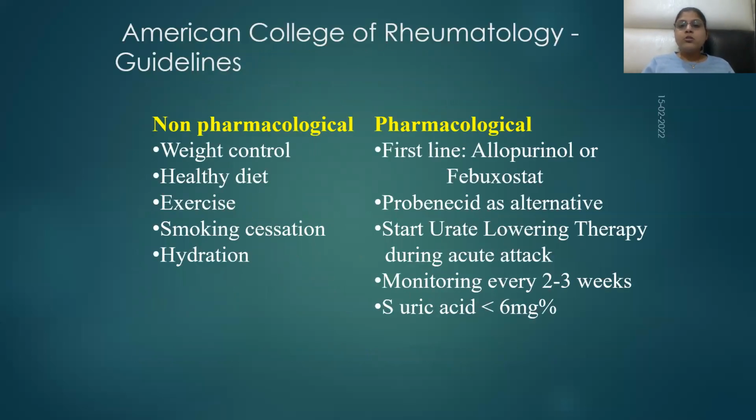American College of Rheumatology guidelines: non-pharmacological treatment of gout is weight control, healthy diet, exercise, smoking cessation, and hydration. Pharmacological first-line treatment of chronic gout is allopurinol and febuxostat. Probenecid can be used as an alternative. Start urate-lowering therapy during an acute attack and monitor every 2 to 3 weeks. Serum uric acid should be less than 6 milligram percent in females and less than 7 milligram percent in males.